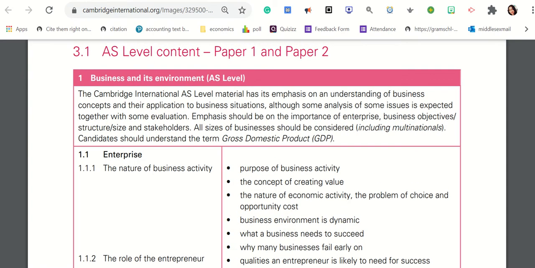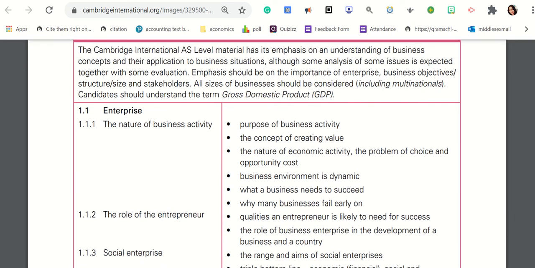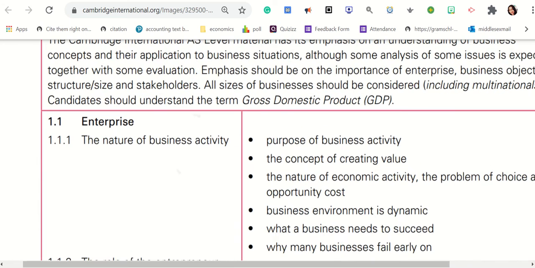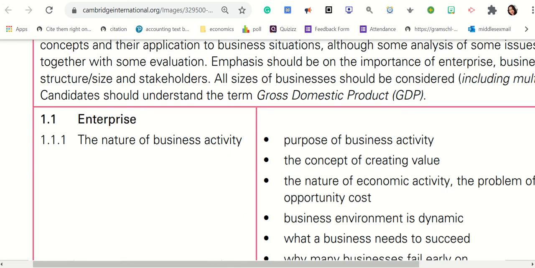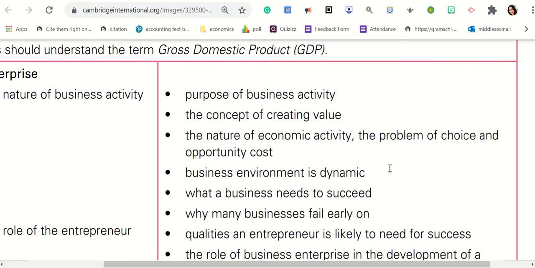Let's move to the first part of your AS level curriculum, 1.1 Enterprise. So what are we going to learn here? The nature of business activity, and under the nature of business activity, you have these key areas to cover. Purpose of business activity, the concept of creating value, the nature of economic activity, the problem of choice and opportunity cost. Business environment is dynamic. What a business needs to succeed. Why many businesses fail early on.